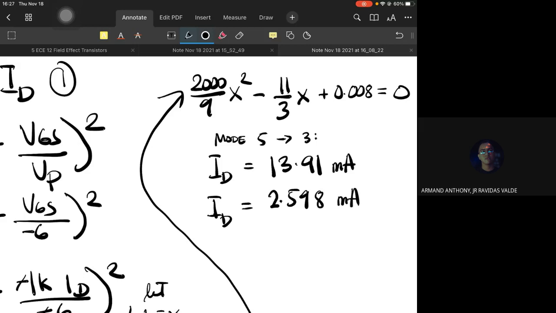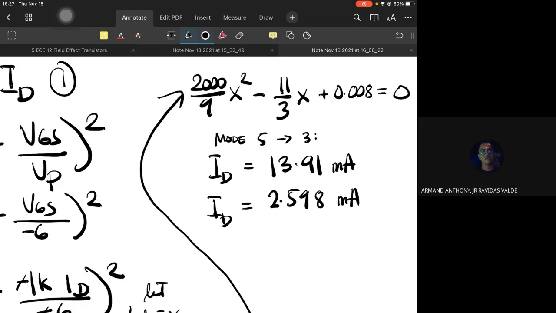Before ko mo padayon, i-confirm sa ang akong nakuha ang answer if pareha ba ta. Same, sir. Same? Yes, sir. Sige, so we have two answers. ID is equal to 13.91 and 2.598.